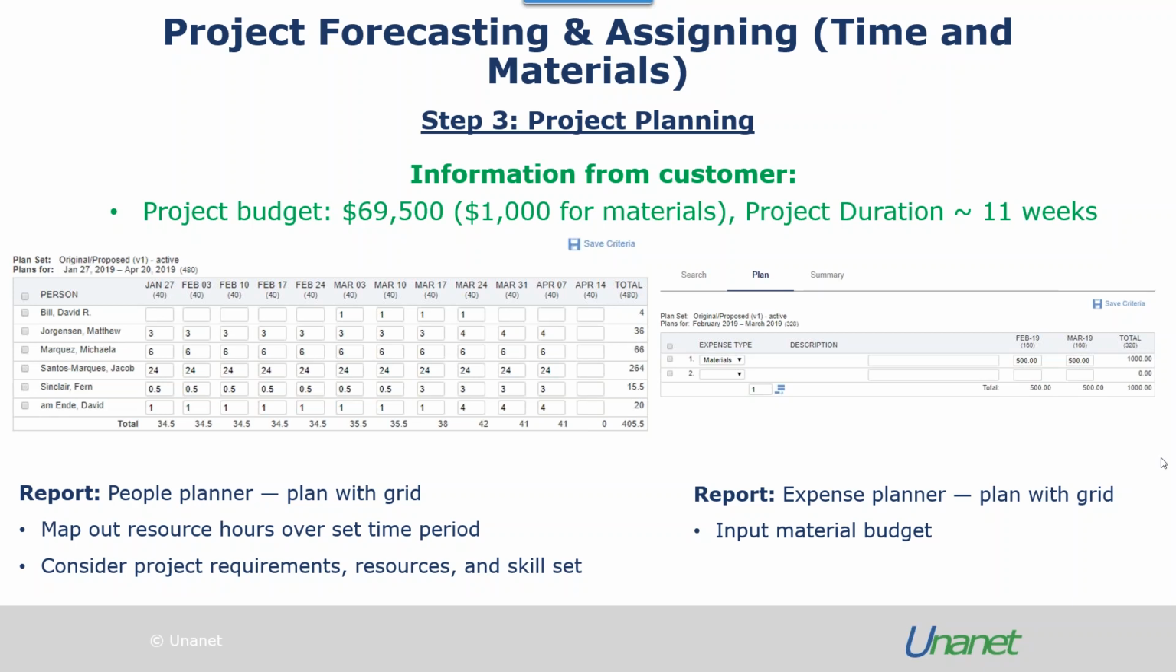So if we take this working example, where we have a project budget of 69.5K, and of this, we want to allocate around $1,000 for materials, and then we know the project duration is around 11 weeks. So the report we use to plan people and expenses are the people planner plan with grid shown on the left, and then the expense planner plan with grid shown on the right.